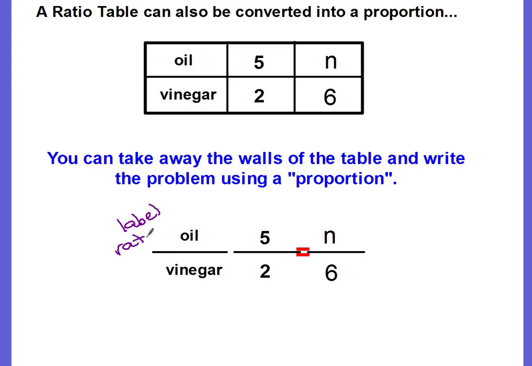It's very important to include labels when you're setting up proportions, because we need to make sure that the numerator part of our ratios represent the same thing. In this example, they need to represent oil. And make sure that the denominator values represent the vinegar. We don't want to switch it up and have the first ratio be oil to vinegar and the second ratio be vinegar to oil, because then it wouldn't be proportional. It has to be the same order.